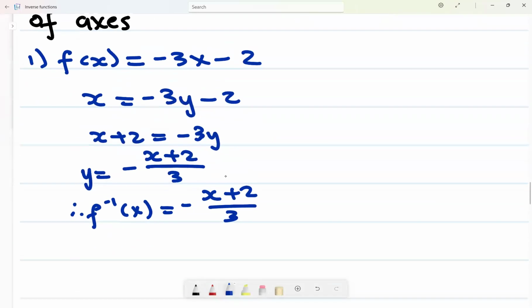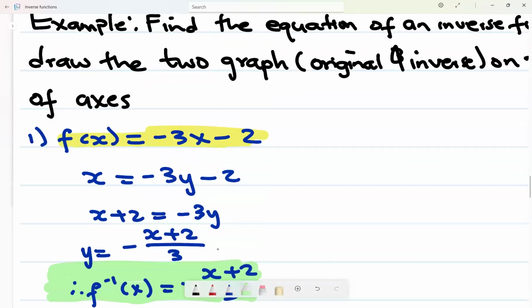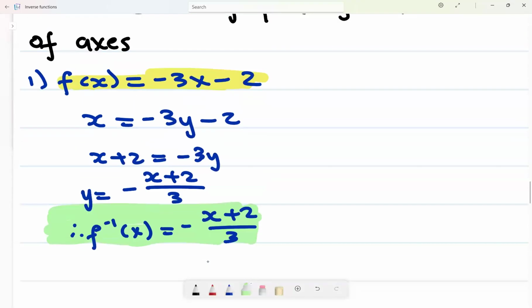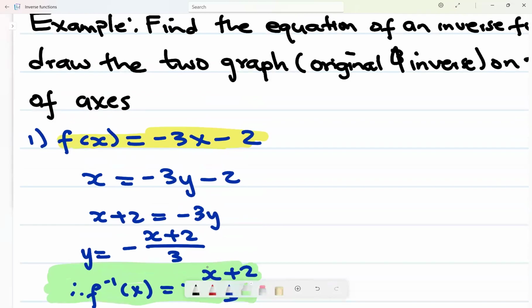Then what do we have? We have f here. Can you see that? We also have the inverse. Now, what did the examiner ask for us? The examiner asked us to draw those two graphs in the form of y is equal to, so draw those graphs in the same set of axes. So what will happen when I try to do that?